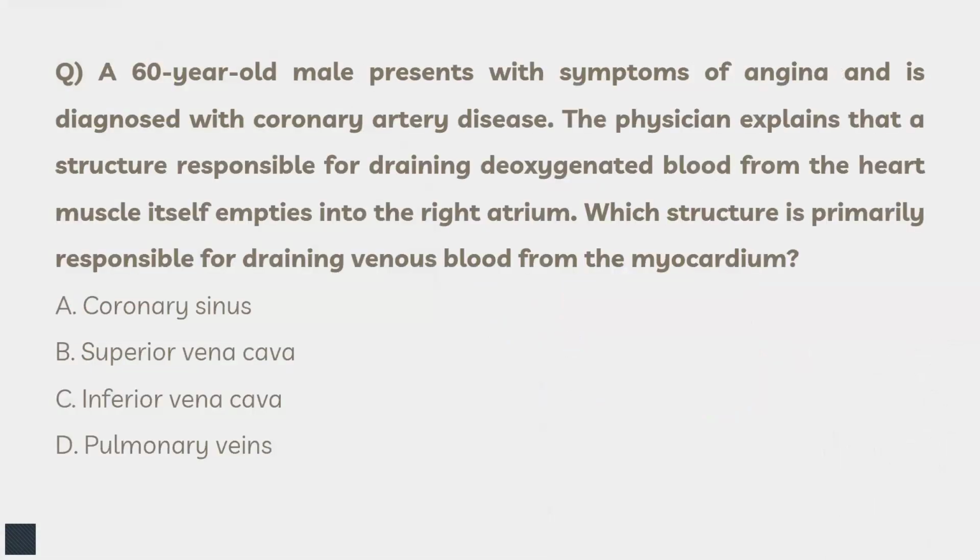Finally, a 60-year-old male presents with symptoms of angina and is diagnosed with coronary artery disease. The physician explains that a structure responsible for draining deoxygenated blood from the heart muscle itself empties into the right atrium. Which structure is primarily responsible for draining venous blood from the myocardium?